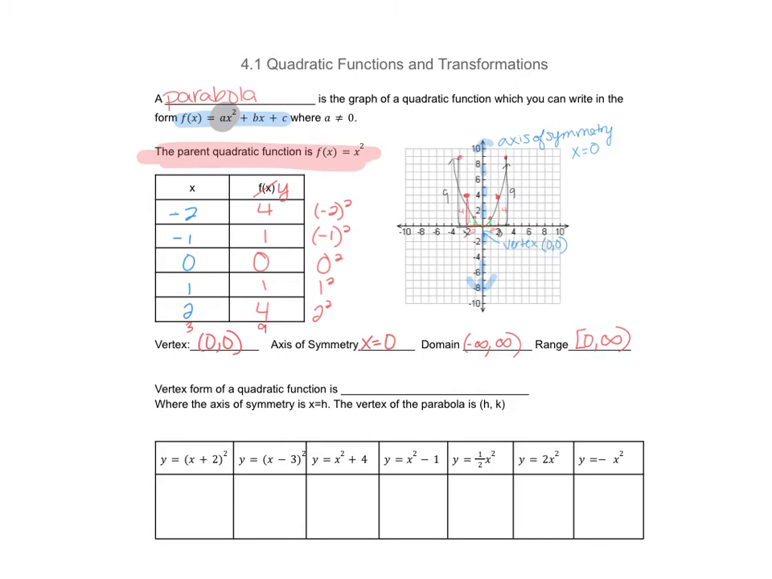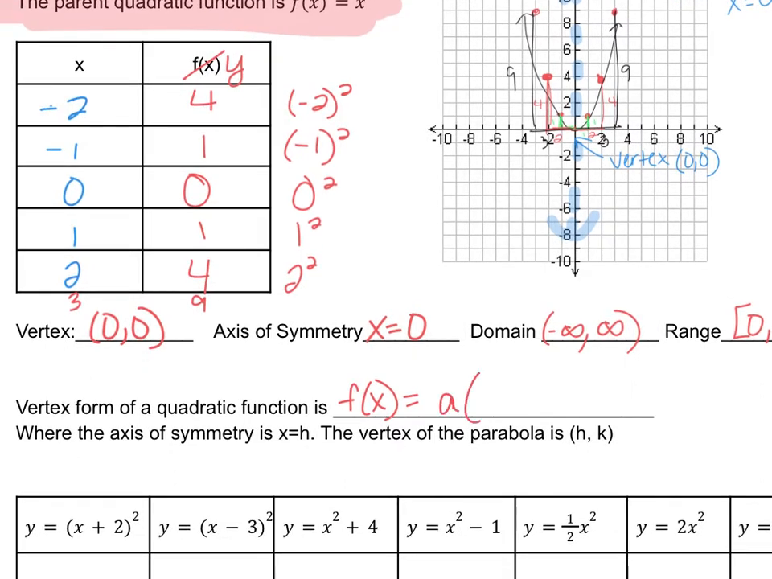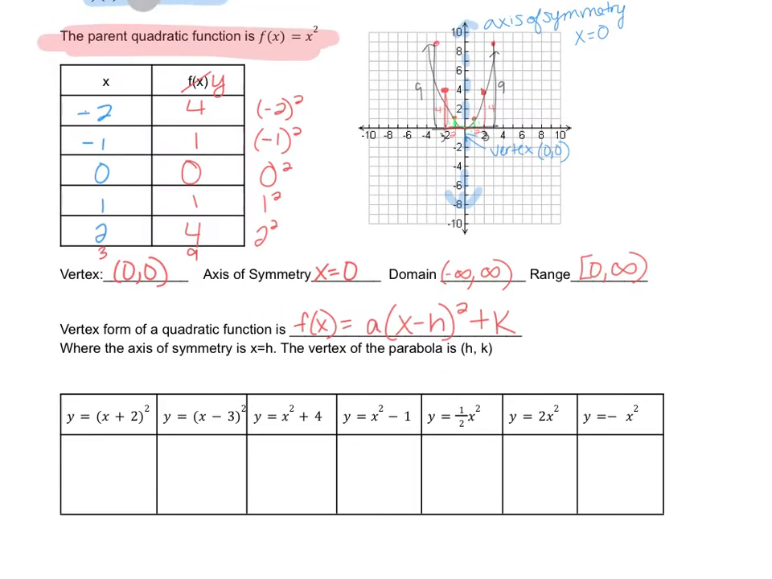Okay, so vertex form. This is going to be your best friend. So it is f of x, or you could put y, it doesn't matter, equals a, parentheses x minus h parentheses squared, plus k on the outside. Okay, that's definitely something, if you have a note card, put on your note card. Okay, so the vertex of the parabola is (h, k). The axis of symmetry is x equals h. And I'll talk about what the a does in a second.